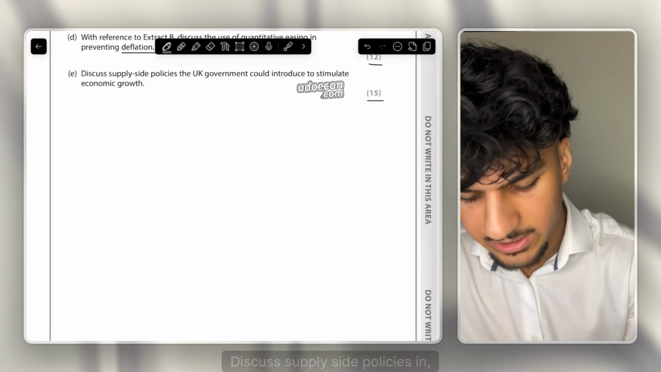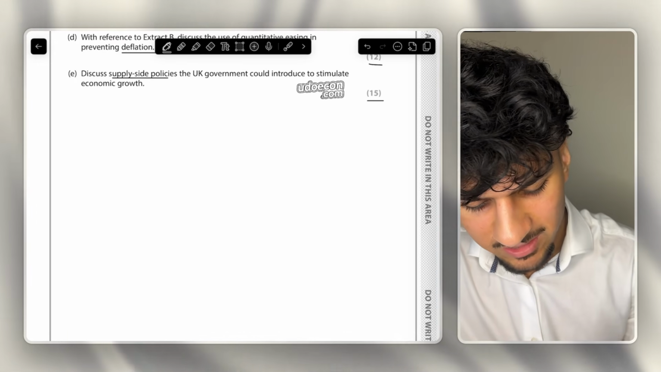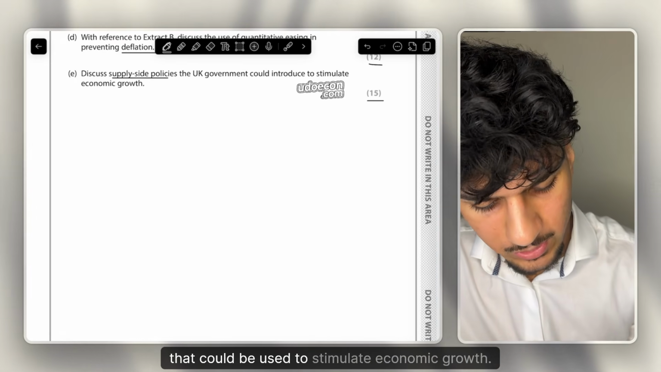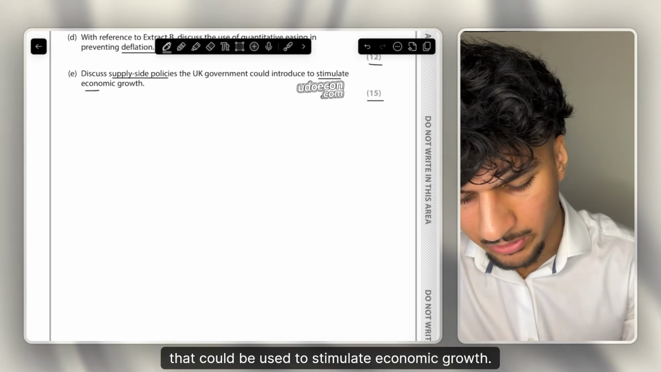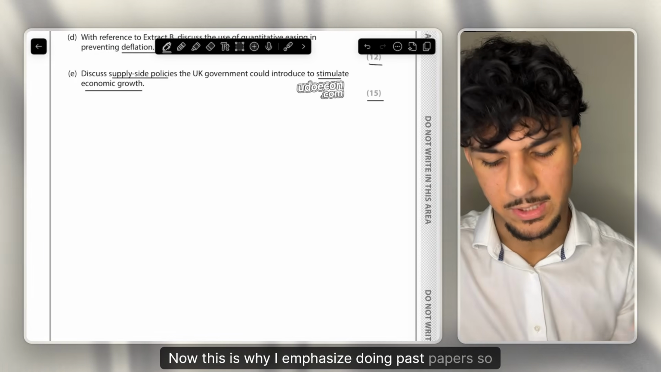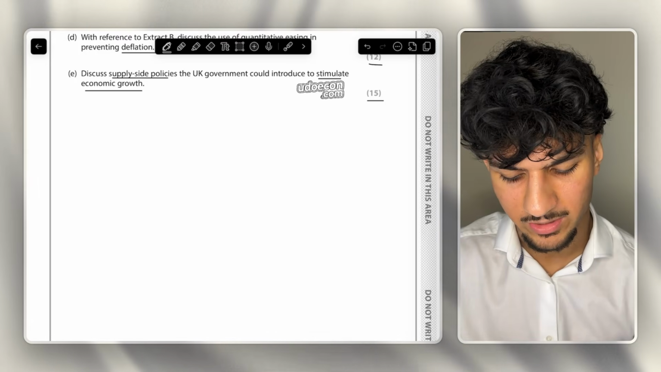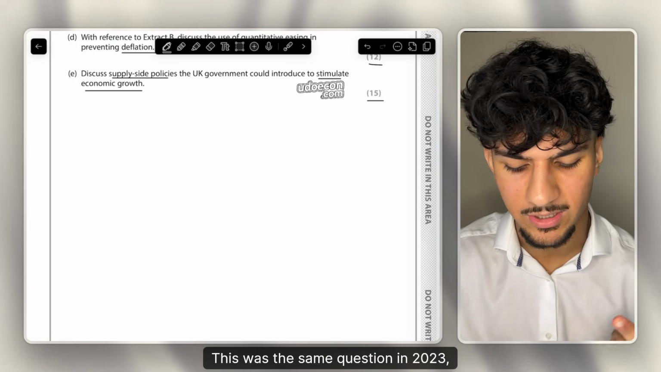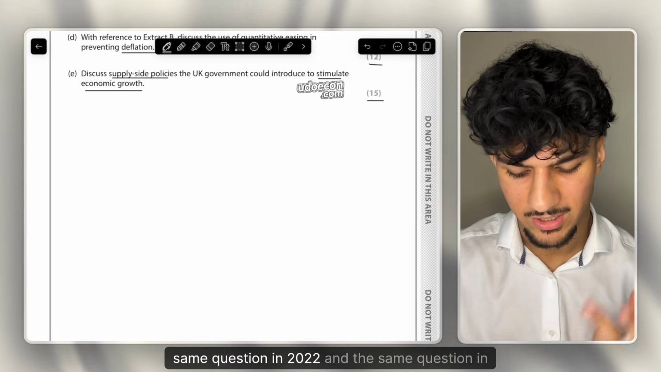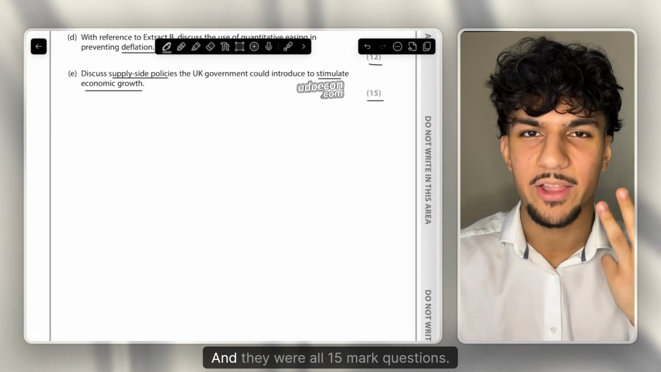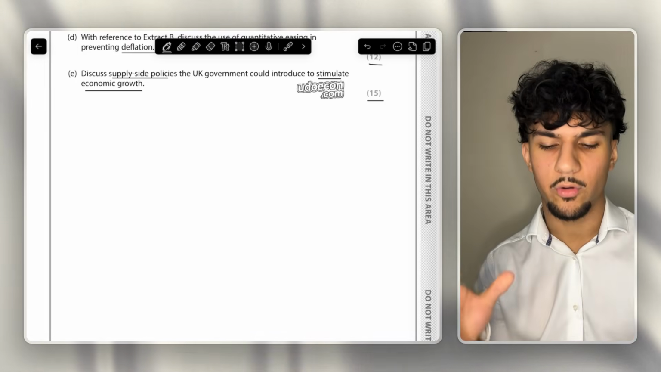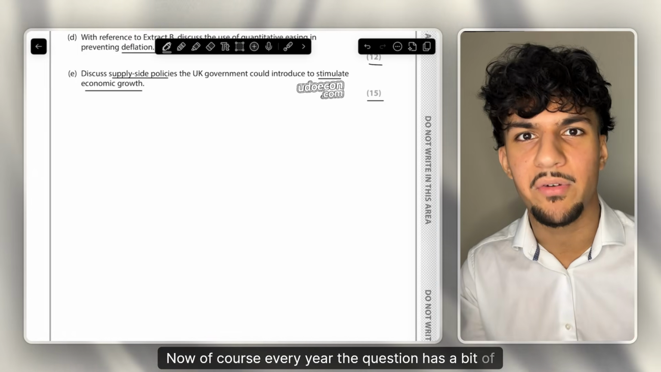15-mark question. Discuss supply side policies in the UK that could be used to stimulate economic growth. Now, this is why I emphasize doing past papers so much, since this question is just repeated all the time. This was the same question in 2023, same question in 2022, and the same question in 2017, and they were all 15-mark questions. Now, of course, every year the question has a bit of a different wording.